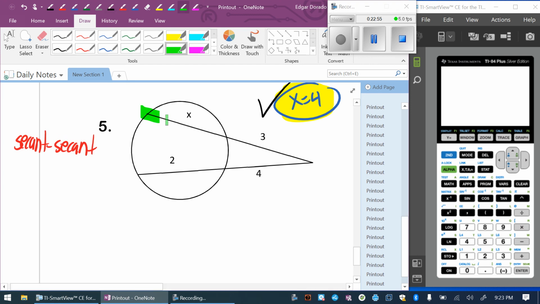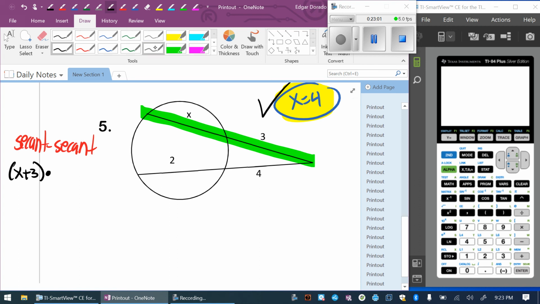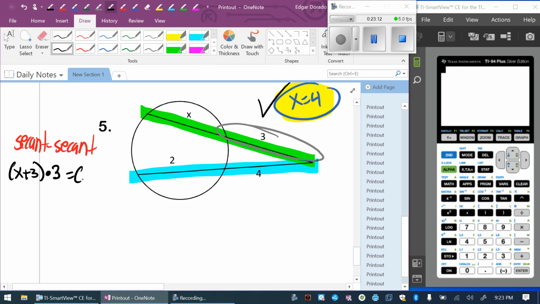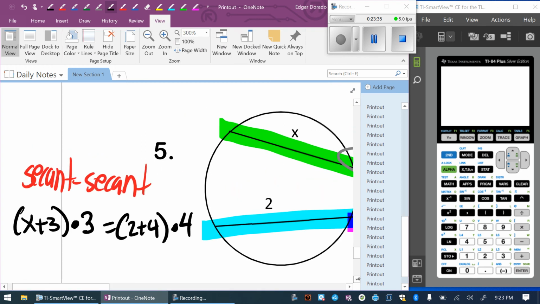We have the full secant, let's write that down, x plus 3 times just the external portion of that secant, which was 3. Now that must equal the full second secant, 2 plus 4, times just the external portion of that secant, which was 4. Okay, guys? Secant is always the full secant times the external segment of that secant. Okay, always. So, we got a little bit of work to do, but that's fine. No biggie. We can go ahead and do that. Let's go ahead and give that a shot.